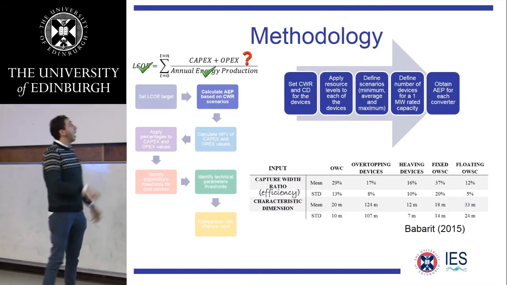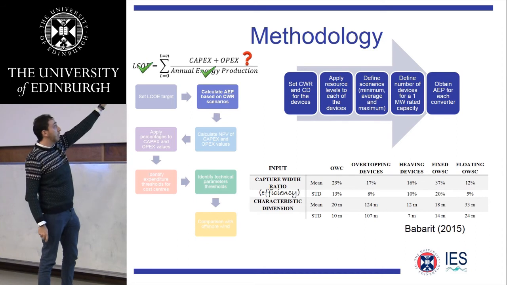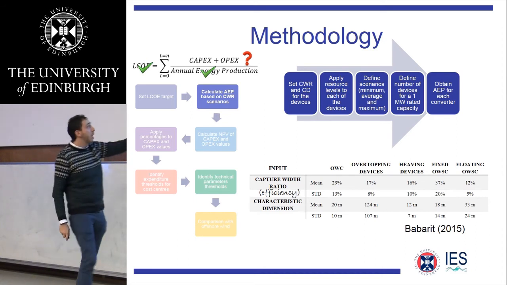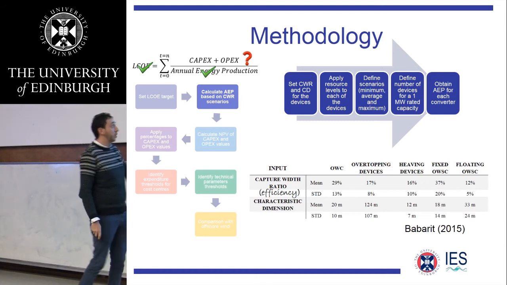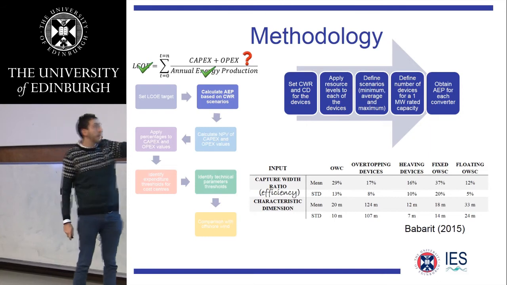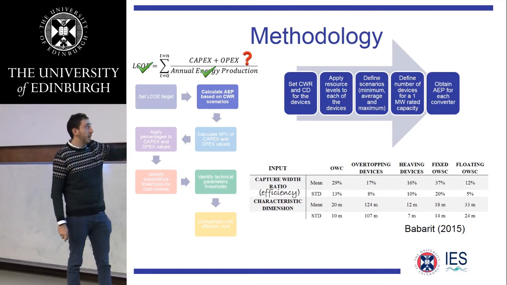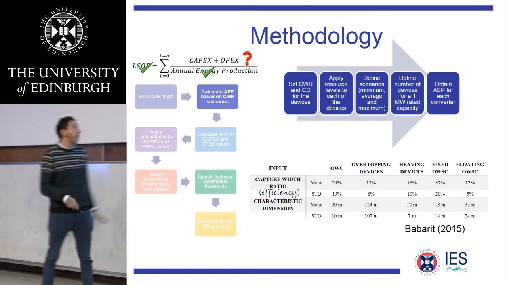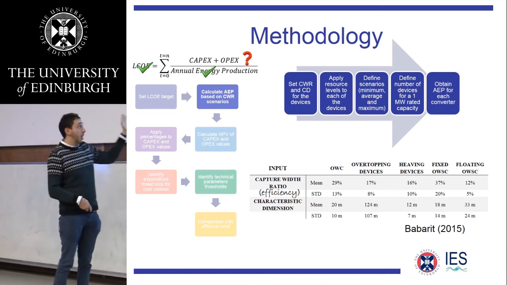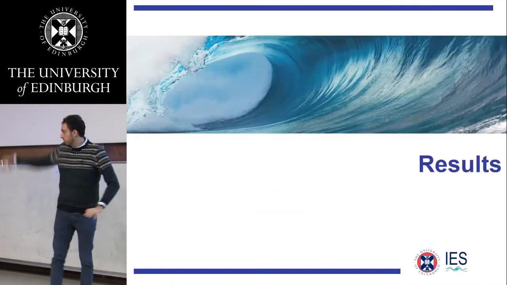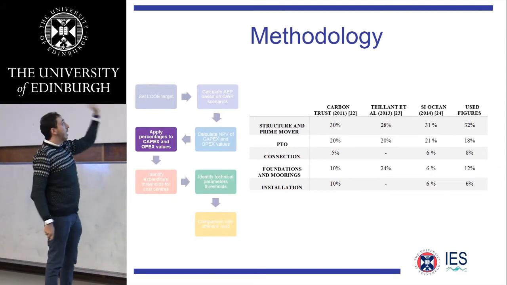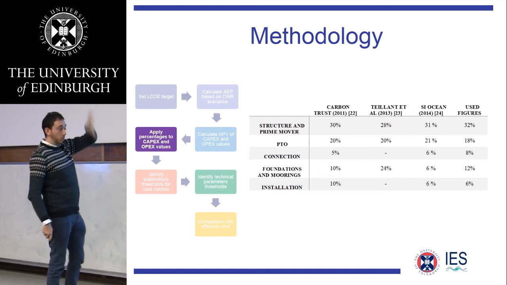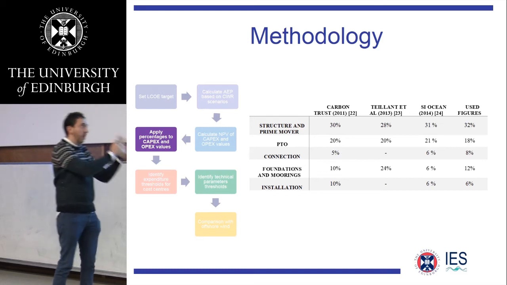Then we have the LCOE equation there, and we have the LCOE target. We are going to define the annual energy production based on some capture width ratio taken from historical devices from that paper, Babarit 2015. We have the mean and standard deviation of these 5 wave energy converters with some characteristic dimensions, so we produce a set of scenarios. Then once we have these, we can apply percentages of CAPEX and OPEX values to the net present value of the CAPEX.